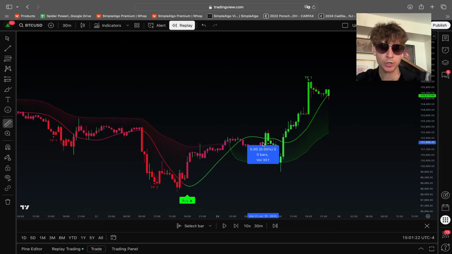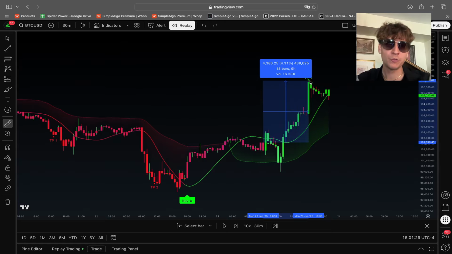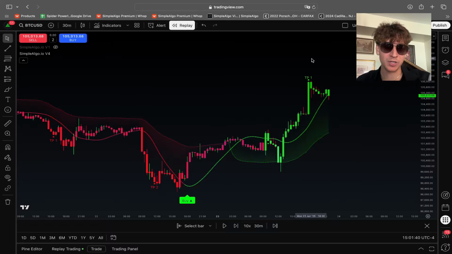Boom. So if we would have taken this trade right here, we would have made a good 4.3% on this trade, which is actually very good. We got our take profit level, so we knew when to take profits. And at the end of the day, trading is about being regimented and disciplined. Always have to have an exit strategy. We have our exit strategy.